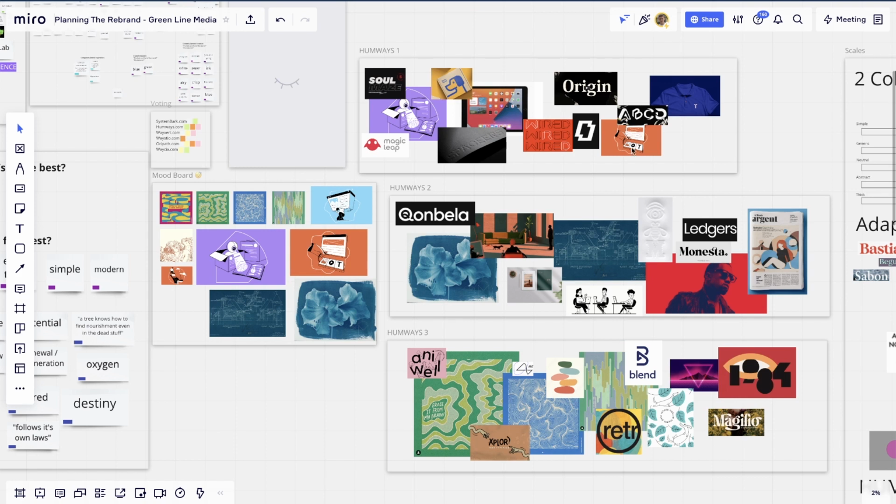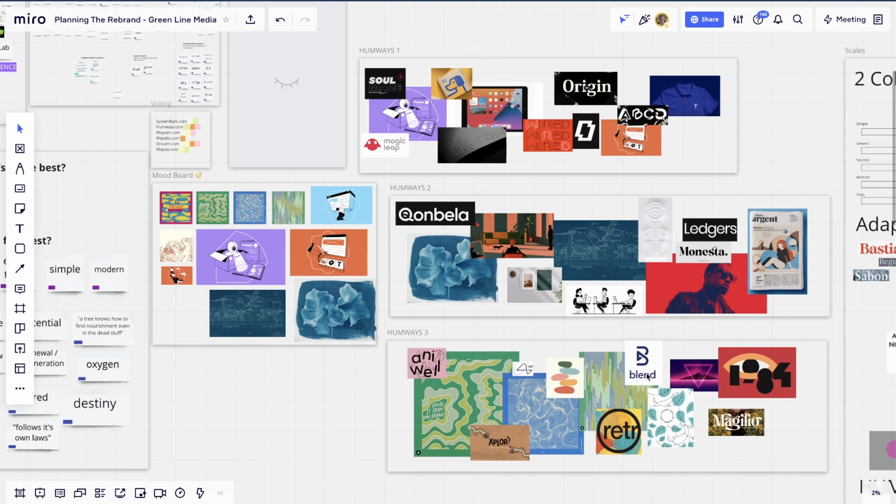And these are all different aesthetics that we wanted to bring into the brand, and we leaned into the number 2 quite a bit, and that may have been because I had somewhat of a bias here and I really just liked the look and feel of Humways 2. Let me know in the comments, do you guys like 1, 2, or 3 the best?